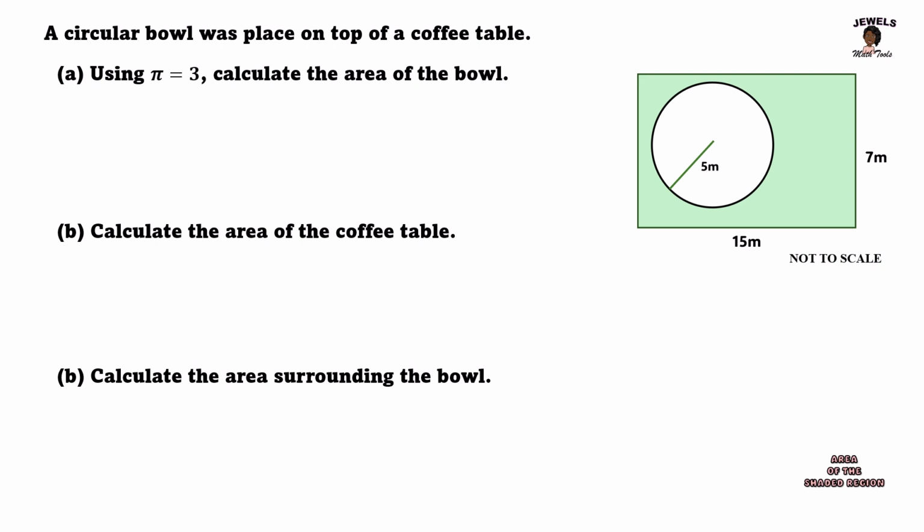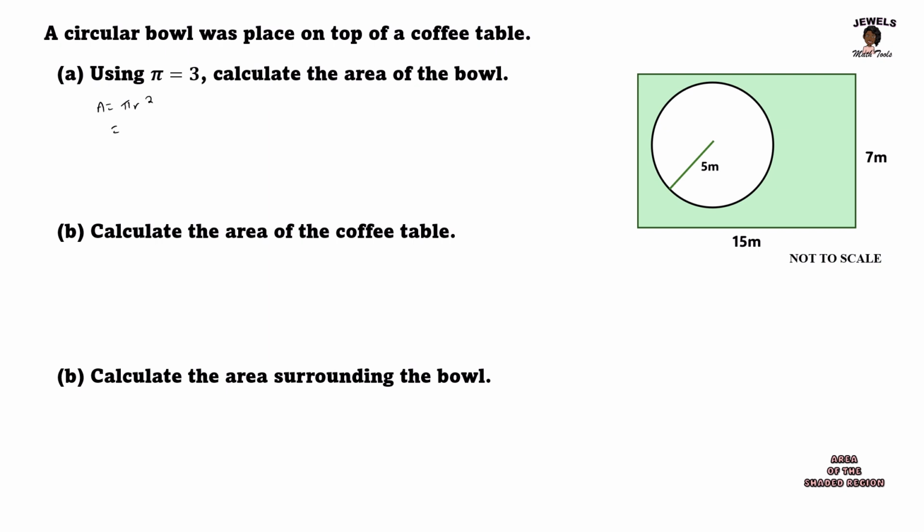So our question today says a circular bowl was placed on top of a coffee table. Using pi equals 3, calculate the area of our bowl. And our bowl, as you can see, is the interior area of our circle. For this question, we are also told that the radius of this bowl is equal to 5 meters. So to calculate the area, we have pi r squared.